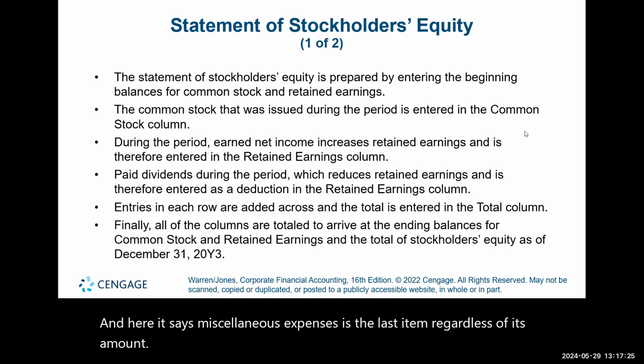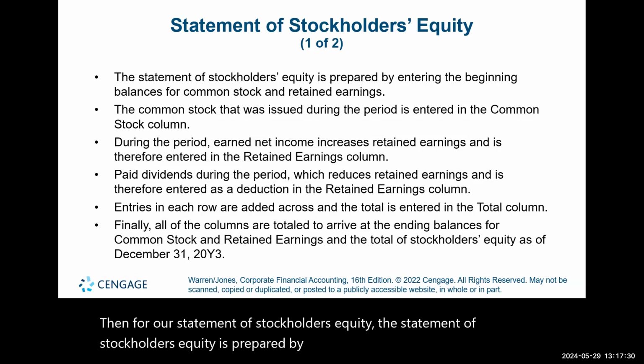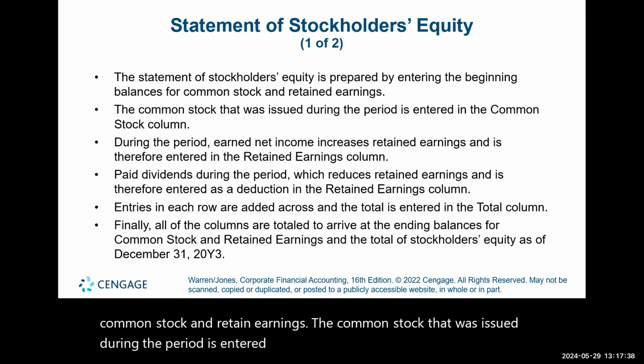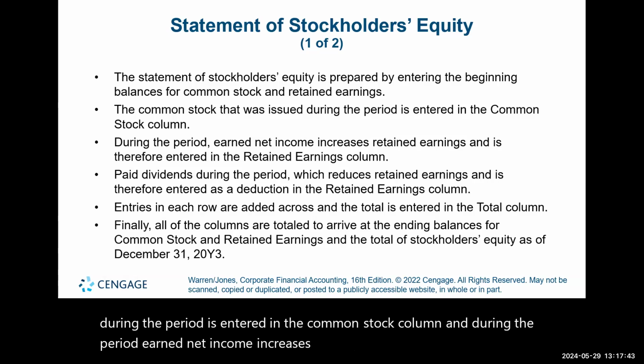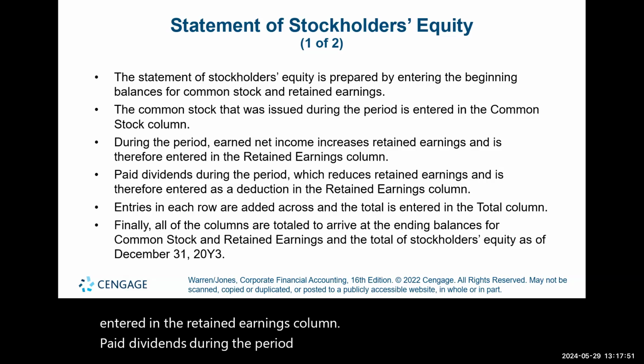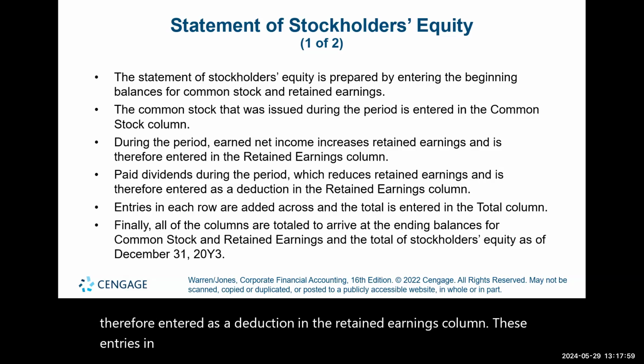Then for our statement of stockholders' equity, the statement is prepared by entering the beginning balances for common stock and retained earnings. The common stock that was issued during the period is entered in the common stock column. And during the period, earned net income increases retained earnings and is therefore entered in the retained earnings column. Paid dividends during the period, which reduces retained earnings, is entered as a deduction in the retained earnings column. These entries in each row are added across and the total is entered in the total column.